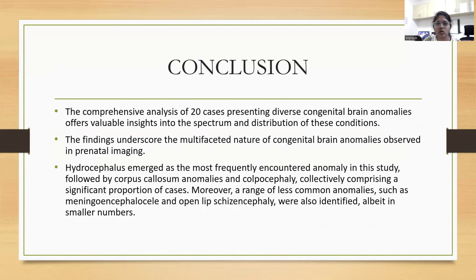Now the conclusion. The comprehensive analysis of 20 cases representing diverse congenital brain anomalies offers valuable insights into the spectrum of distribution of these conditions. The findings underscore the multifaceted nature of the congenital brain anomalies observed in prenatal imaging. Hydrocephalus emerged as the most frequently encountered anomaly in this study, followed by the corpus callosum anomalies and colpocephaly, collectively comprising a significant proportion of cases.